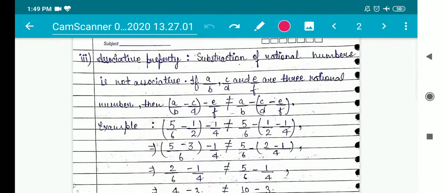Third property is associative property. Subtraction of rational numbers is not associative. If a/b, c/d and e/f are three rational numbers, then a/b minus (c/d minus e/f) is not equal to (a/b minus c/d) minus e/f. It is the same as the commutative property. In the commutative property, subtraction is not commutative, and in the associative property, subtraction is not associative.